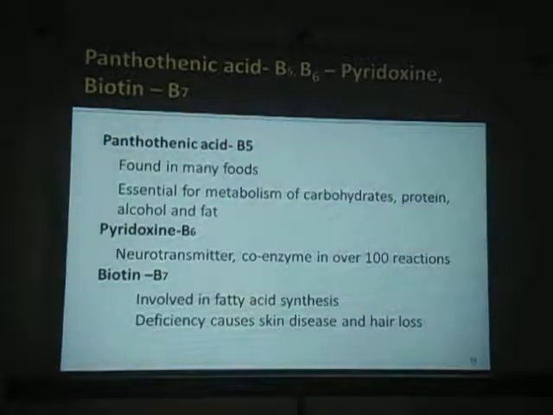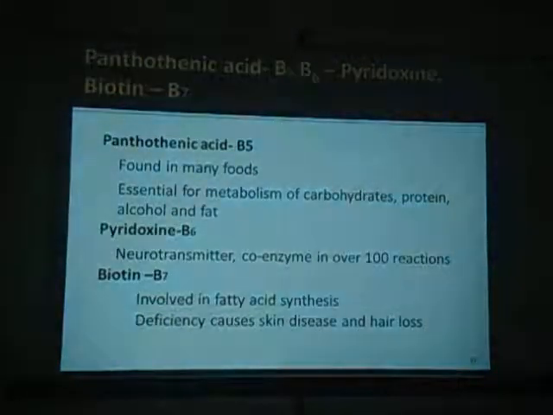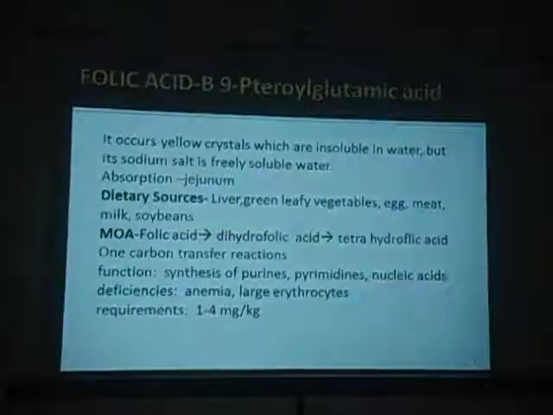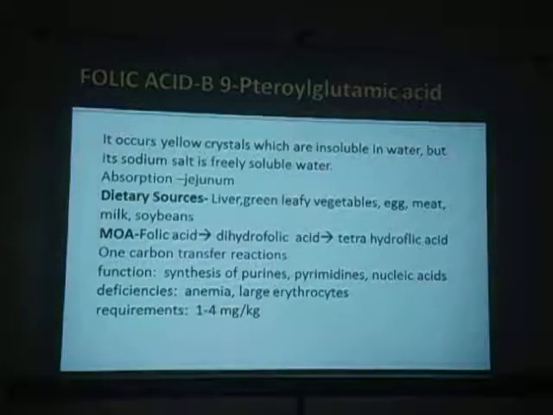Naturally, there can also be deficiency of this biotin because of nutritional deficiencies. Coming to folic acid, it is chemically pteroyl glutamic acid. It is the B9 vitamin. Folic acid occurs as yellow crystals.